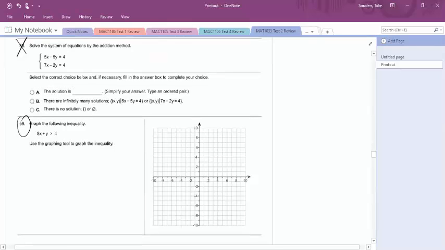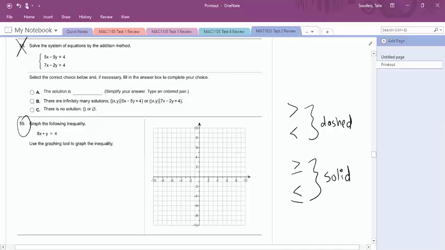So let me first talk about a few rules that apply here. If you see the greater than symbol or the less than symbol, but without a line underneath, that's when you're going to use a dashed line in MyMathLab. If you see greater than or equal to or less than or equal to, so it's allowed to equal the line, that's when you're going to use a solid line in MyMathLab because it is allowed to equal that line. So far, so good?